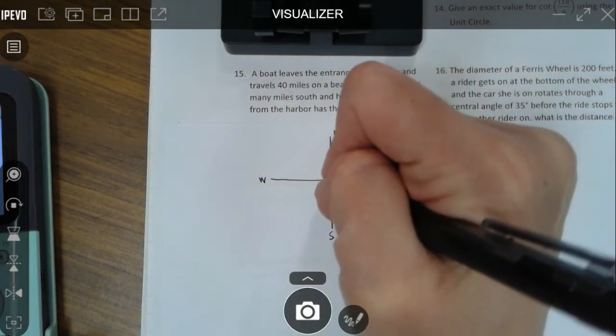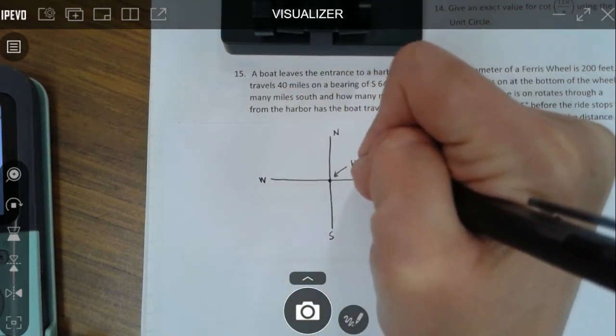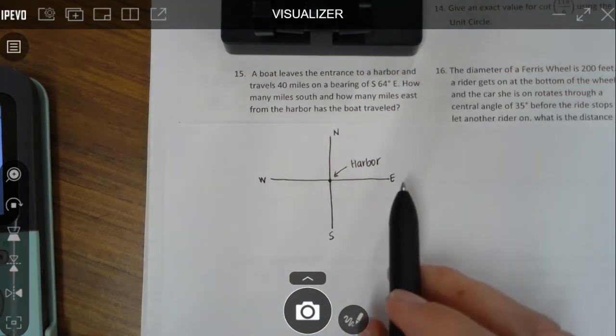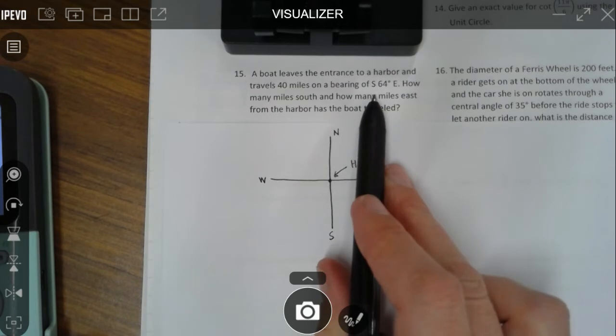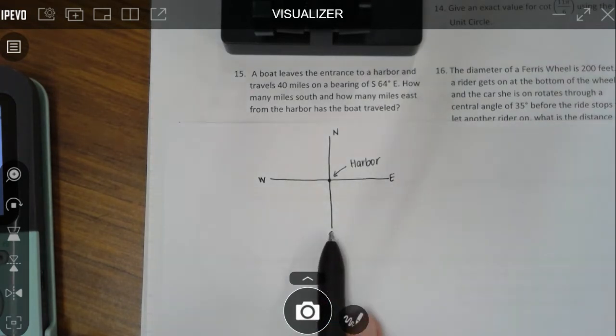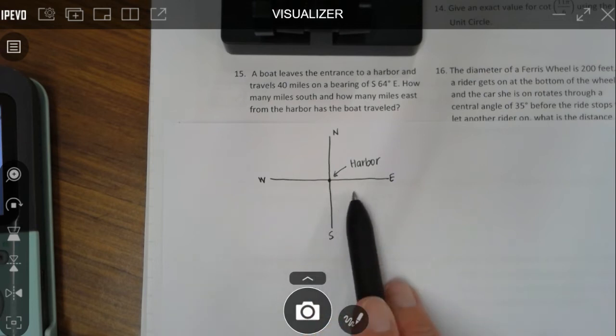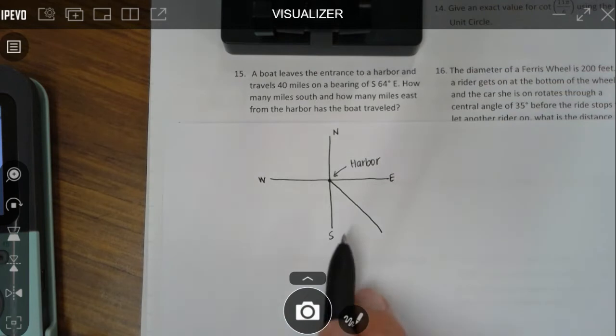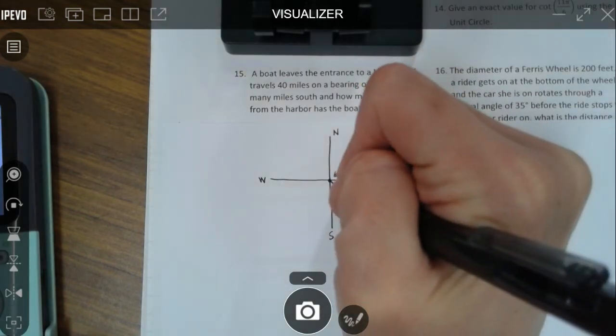And I'm going to label my starting point here. This is where my ship is starting at the harbor. And I'm traveling at a bearing of 64 degrees southeast. So that means I'm going to start at my south line here, and I'm going to swing to the east. So if I start at south and I swing 64 degrees to the east, that's telling me that this angle right here is going to be 64 degrees.